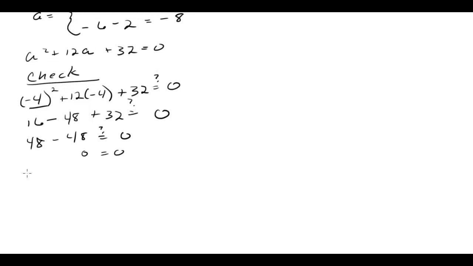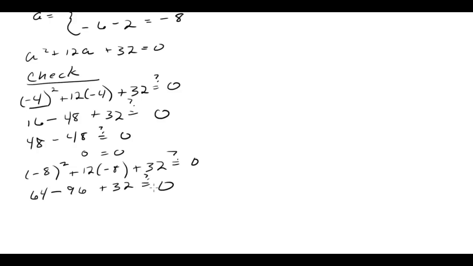Now let's see if minus 8 satisfies that equation. Minus 8 squared plus 12 times minus 8 plus 32. Does that equal 0? Minus 8 squared is 64 plus, again I make the same mistake. How's that for consistency? Plus times minus is minus. 8 times 2 is 16. 1 times 8 is 8, plus 1 is 9, plus 32. Does that equal 0?